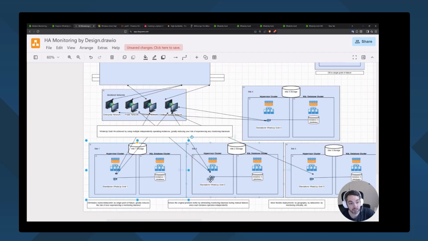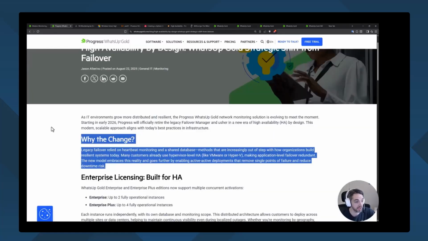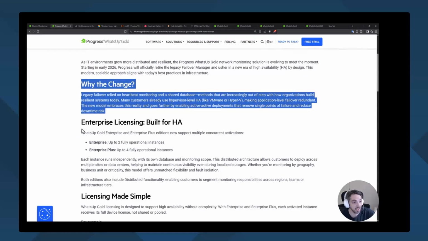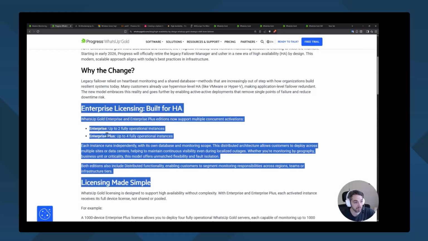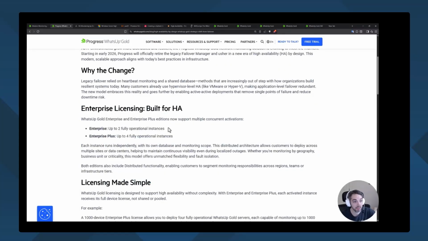But you also have a lot of flexibility in how you deploy this. Maybe you have certain networks that are more important than others, and maybe you want to monitor different networks from different places, and there's all sorts of scenarios you can think of. That's where we'll get into some of the flexibility of this licensing and how simple it is. So back to being built for HA, we literally allow you fully operational instances of the software when you purchase this.